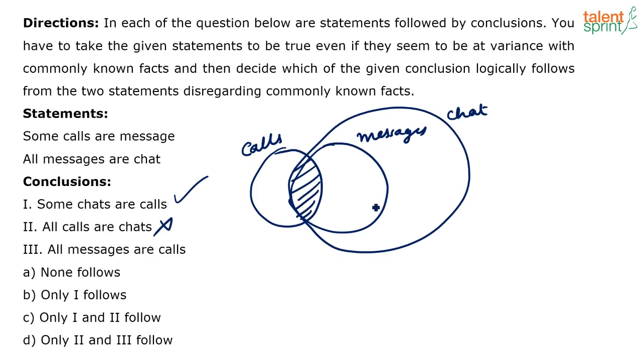Third one, all messages are calls. Again, you know some messages are calls. From this diagram you can very clearly say only some messages are calls, but you cannot say all messages are calls. So this conclusion also does not follow. The only conclusion that follows is 1, some chats are calls. So the correct answer is option B, only 1 follows.